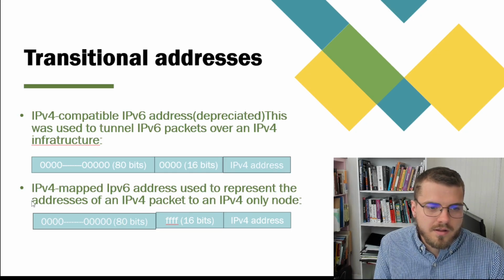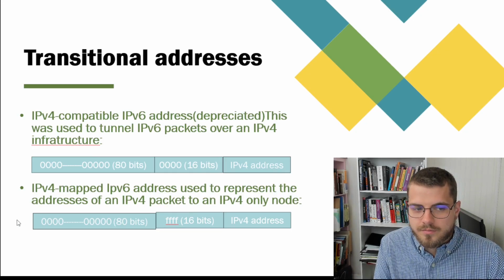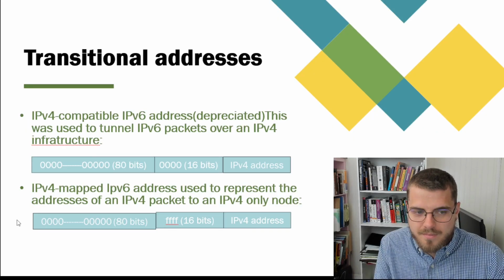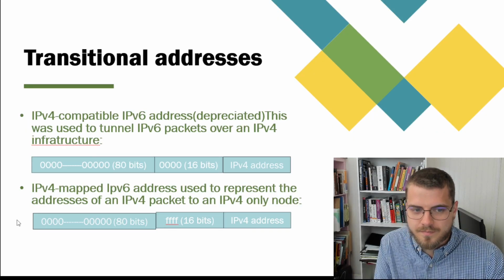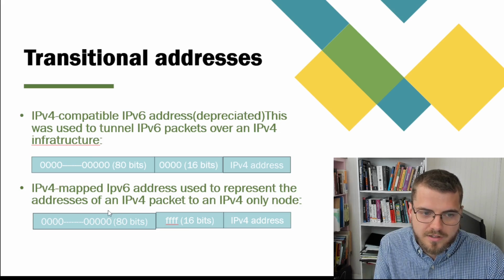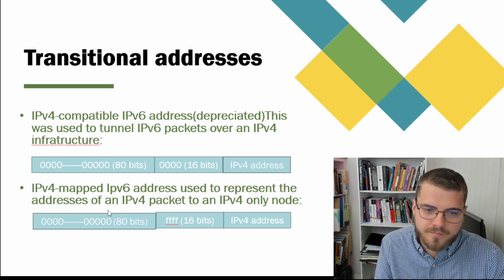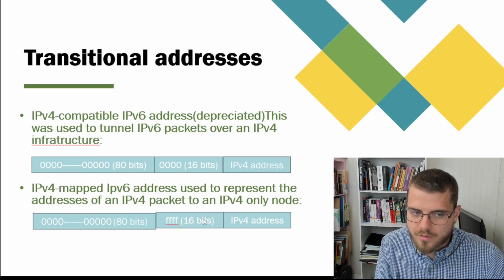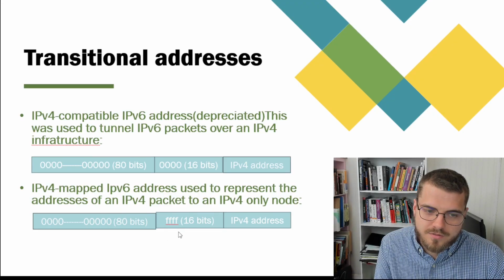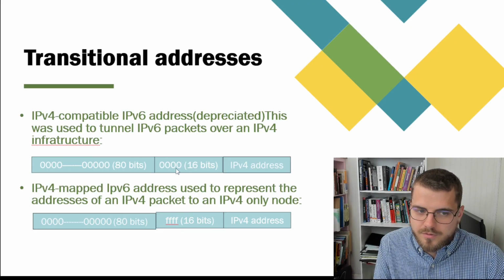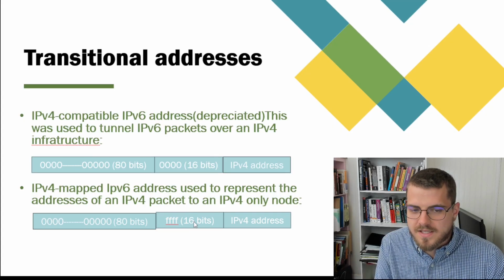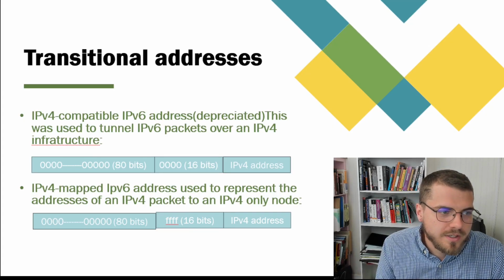Very simple. There's IPv4 mapped IPv6 addresses used to represent the address of an IPv4 only node. And this format's a little different. Instead of the zeros for the 16 bits, you'll see the Fs. So pretty simple.